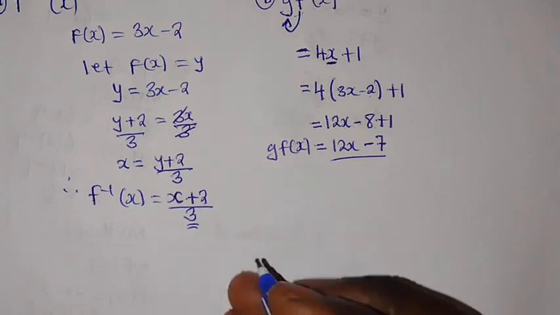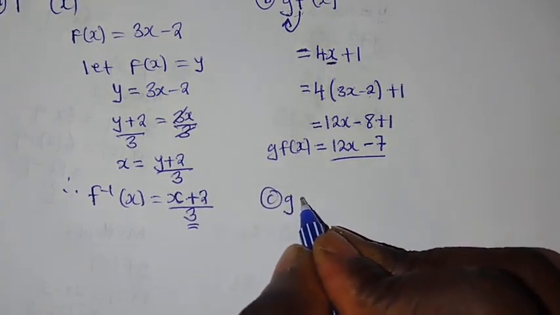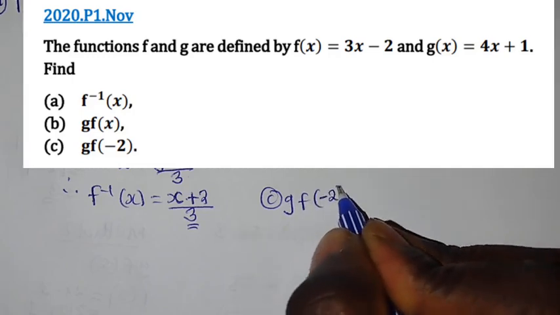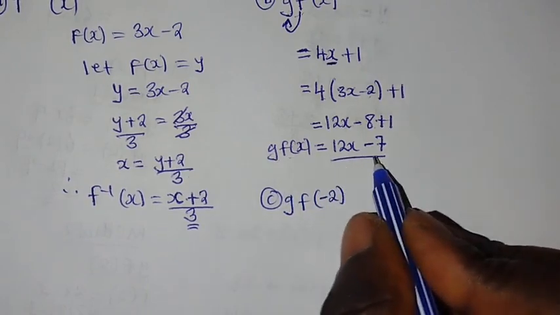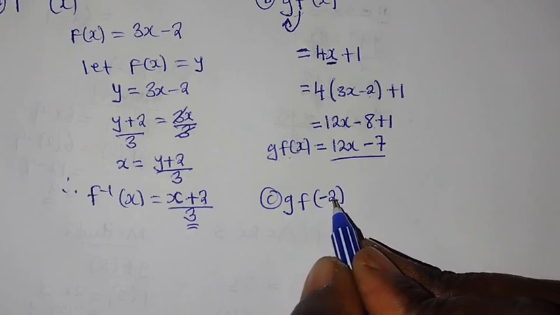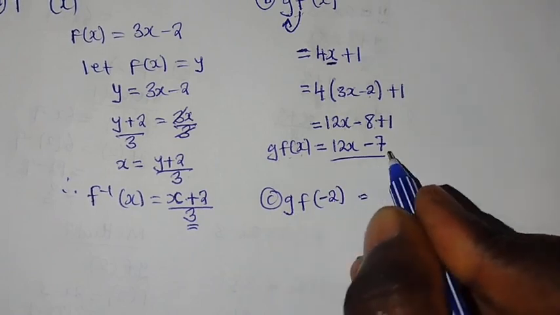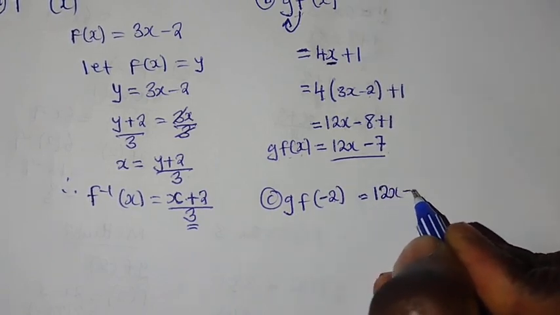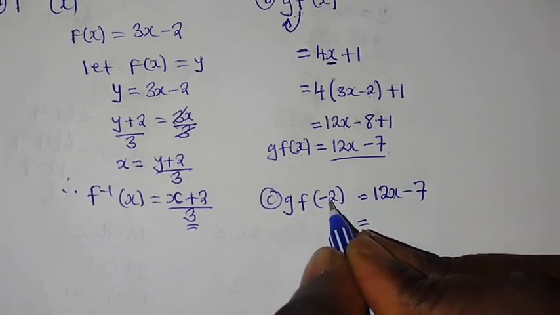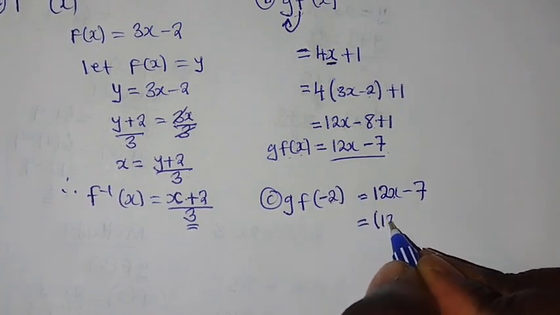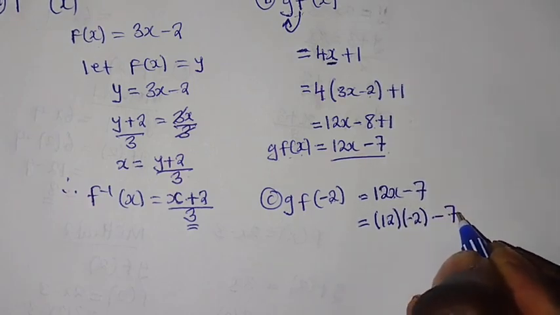Let us now answer our question C, which is our last question. We need to find gf of negative 2. So you have gf of x, which is this one. This negative 2 represents the value of x. So we are going just to write here 12x minus 7. Where there is this x, we are going to put a negative 2. So we are going to say 12 times negative 2 minus 7.